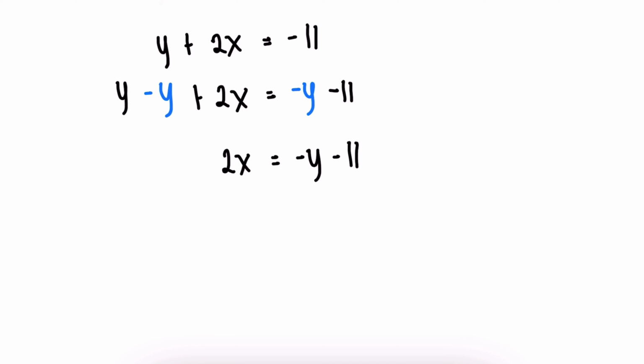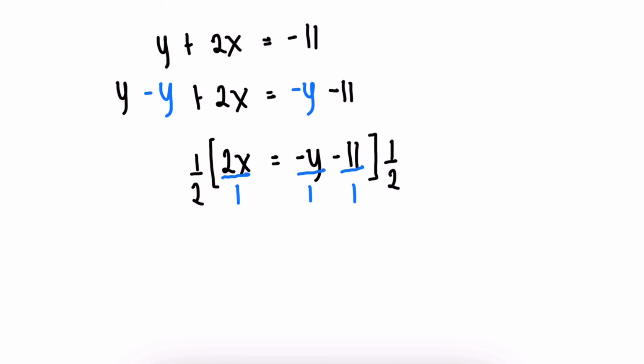To remove the numerical coefficient 2 on the variable x, get the reciprocal of positive 2, which is 1/2. Then, multiply both sides by 1/2 through multiplication property of equality. If you can still remember the rule in multiplying fraction to a whole number, give the whole number a denominator of 1. That is 2x over 1 is equal to negative y over 1 minus 11 over 1.